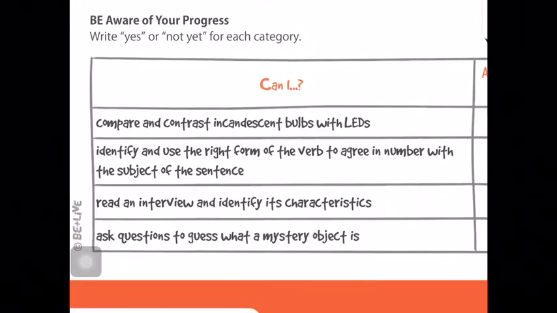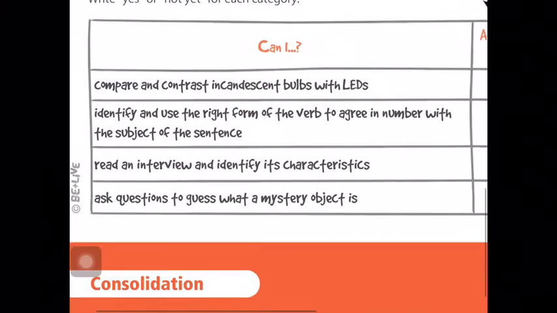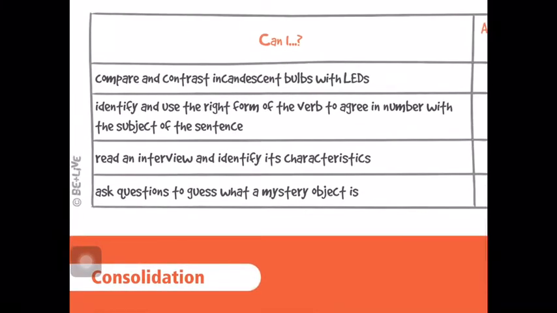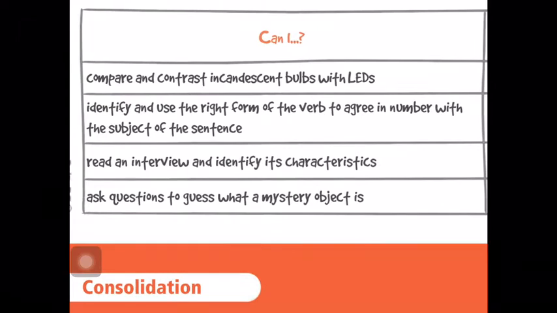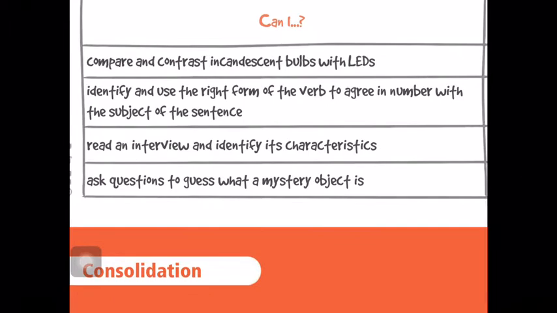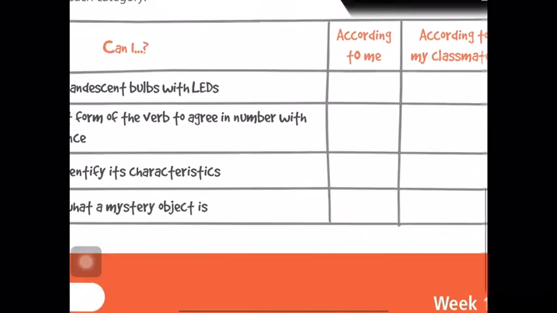This is the second exercise. Okay? Number 3, the second sentence, the second ability that you have. Number 3, read an interview and identify its characteristics. Can you do this? Can you read an interview and identify its characteristics? And the last one, can you ask questions to guess what a mystery object is?